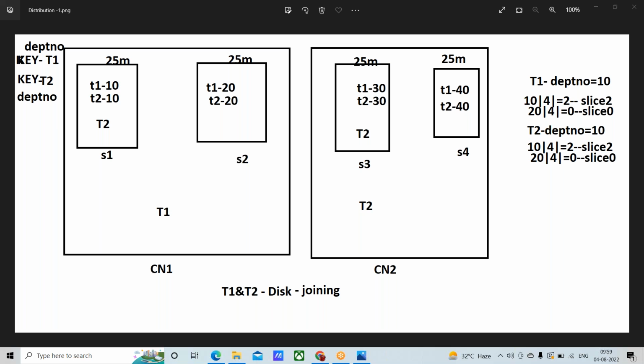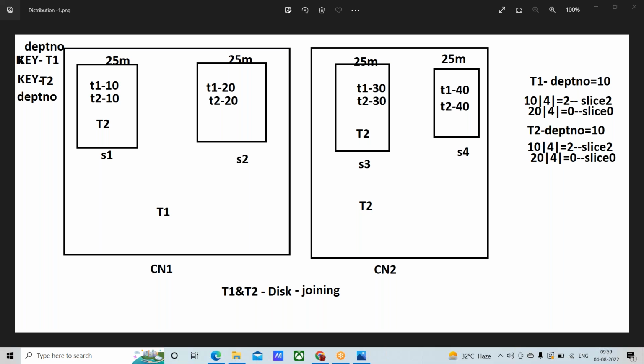Yes, sir. Prasad, if you are not clear, ask me loudly. Yes, sir. Clear, sir.